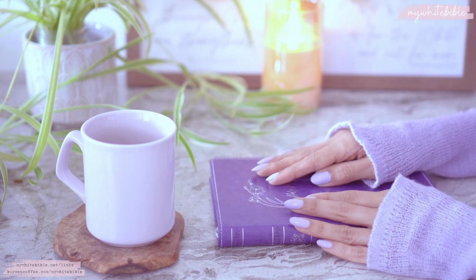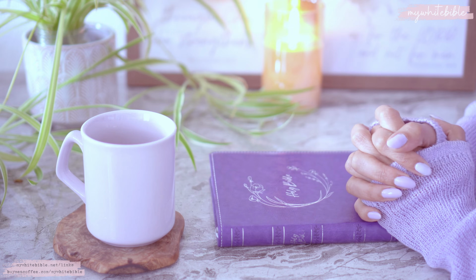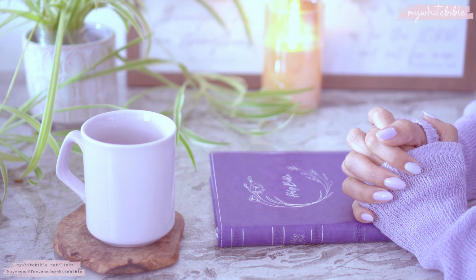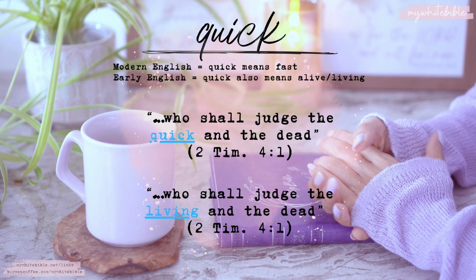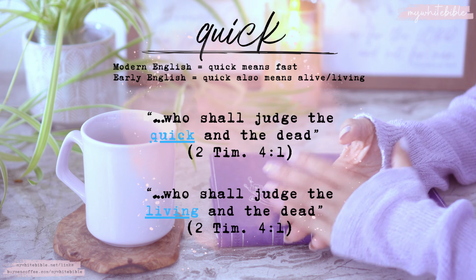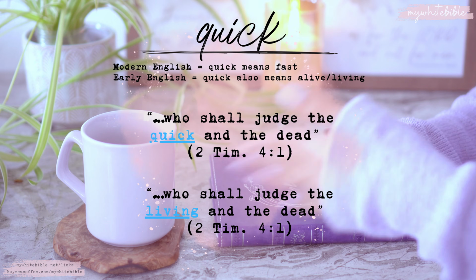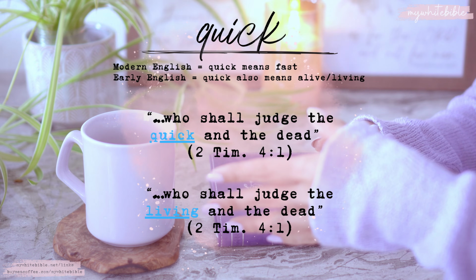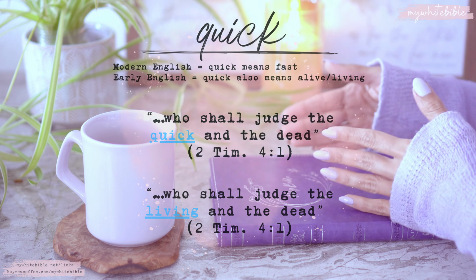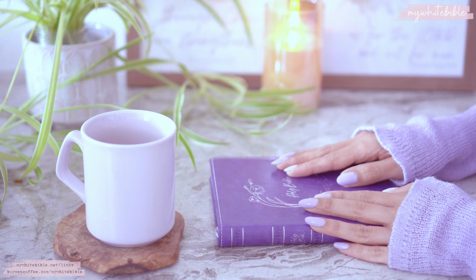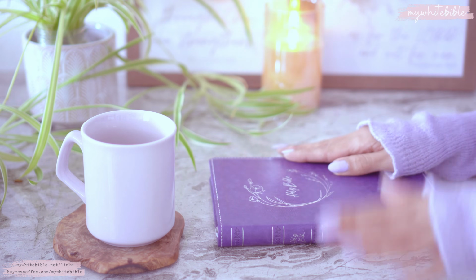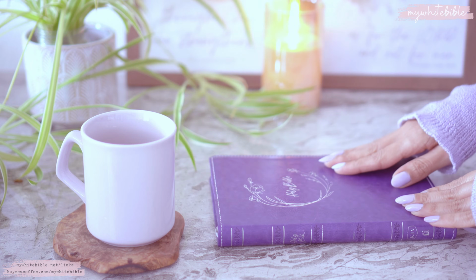The next one we have is the word quick. Sometimes it means fast, yes, but sometimes it means alive. So in 2 Timothy 4:1, who shall judge the quick and the dead? He's not judging those who are fast and those who are dead. He's judging the alive and the dead. So there are times when it might mean actually quick, and there are times when it actually means alive. Those are just some examples that I found where the meaning is or can be different to us, and it's important to know that so that it makes sense in the sentence.